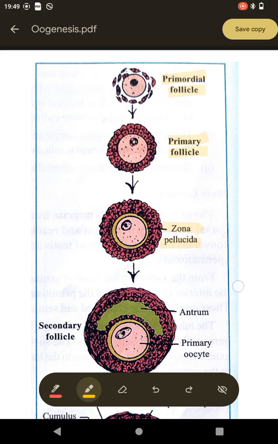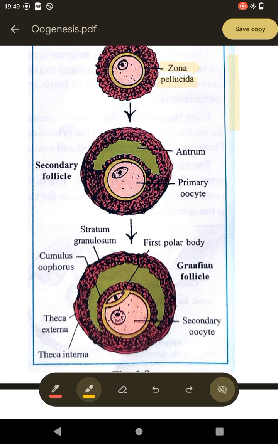Now, this is the secondary follicle. What happens in the secondary follicle? There is a formation of the antrum. The antrum is formed when fluid-filled spaces coalesce to form a large fluid-filled space. This antral fluid contains estrogen. This is the primary oocyte, and this is the eccentric nucleus of the primary oocyte. You will see.